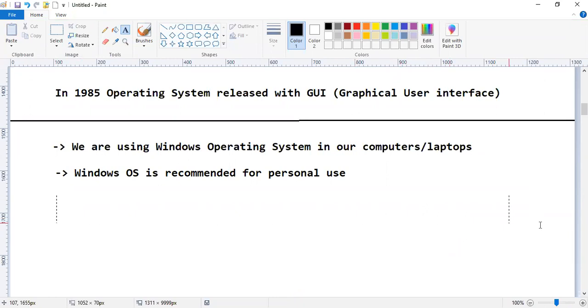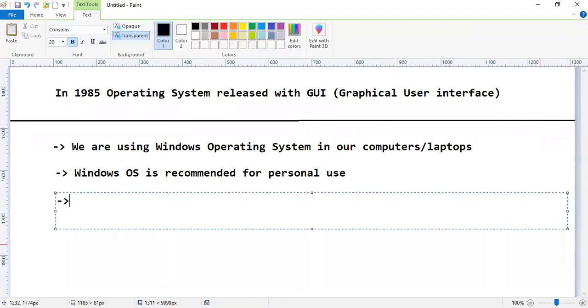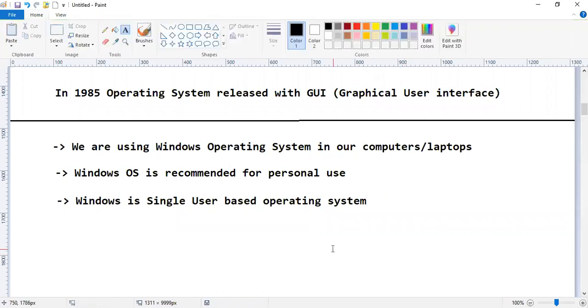Windows is a single user based operating system. That means only one person can use this Windows operating system at a time.